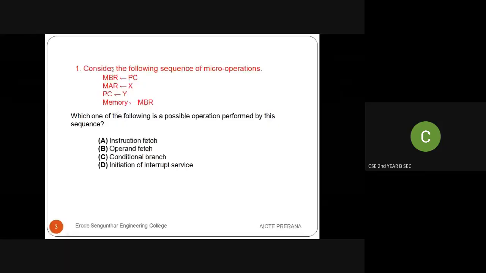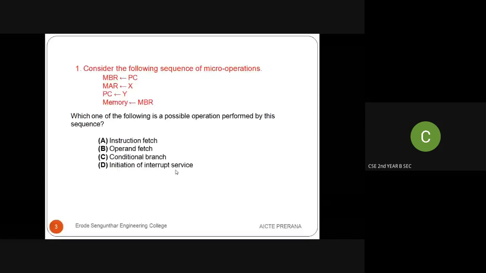So it is not instruction fetch, it is not operand fetch, it is not conditional branching. There are no branching conditions here. So the final one is initiation of interrupt service. There will be a possibility for the initiation of interrupt service in these four different kinds of micro operations. So the answer is D, initiation of interrupt service.